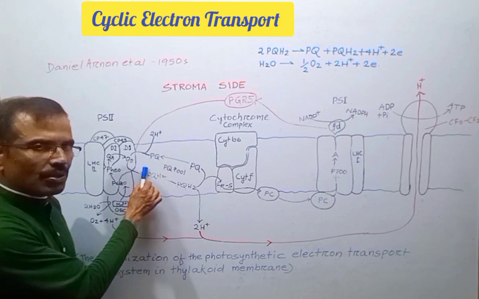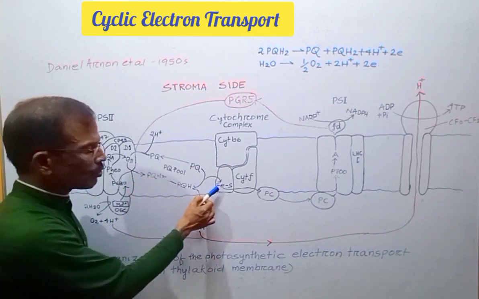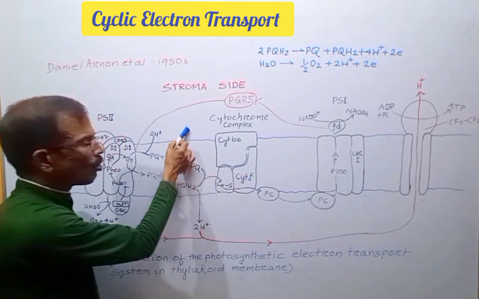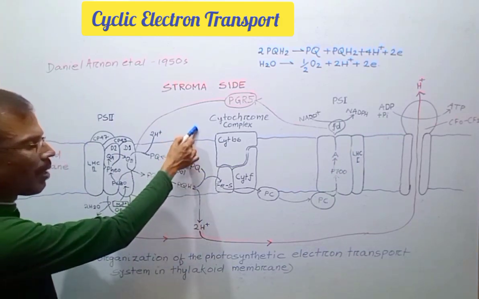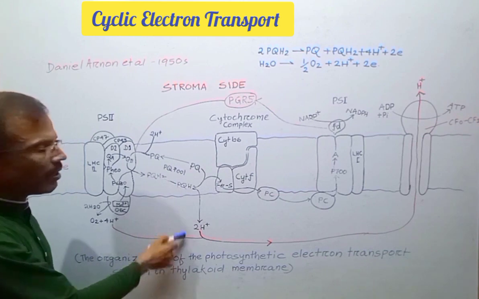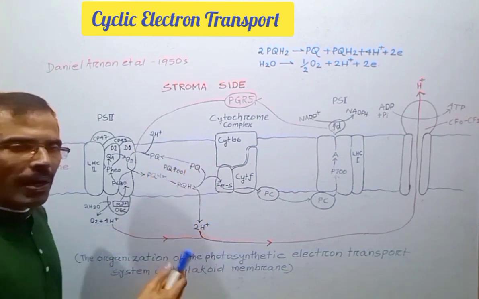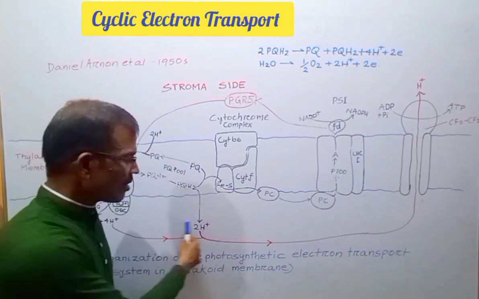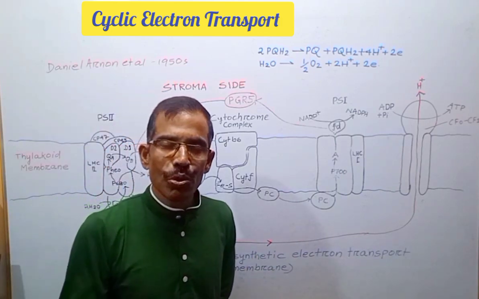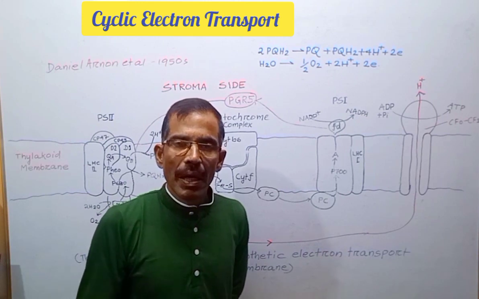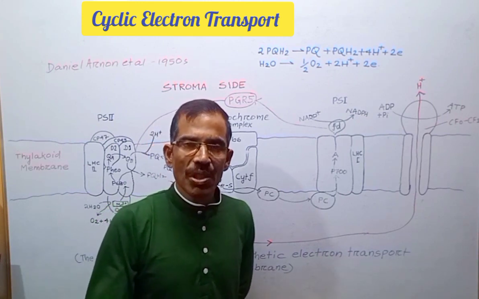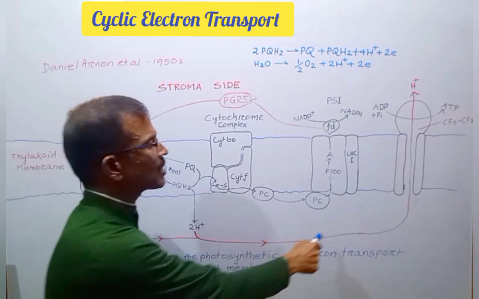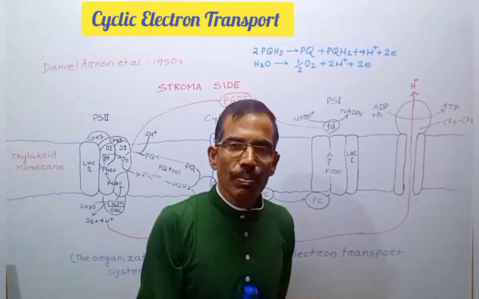For each pair of electrons passing from plastoquinone through the Rieske iron sulfur center and cytochrome f to plastocyanin, 4 protons are translocated from the stroma into the thylakoid lumen. Due to this proton movement, the lumen becomes more acidic, whereas the stroma becomes more alkaline. The resulting proton gradient is then used to drive the synthesis of ATP in accordance with the chemiosmotic hypothesis. Synthesis of ATP in association with cyclic electron transport is known as cyclic photophosphorylation.